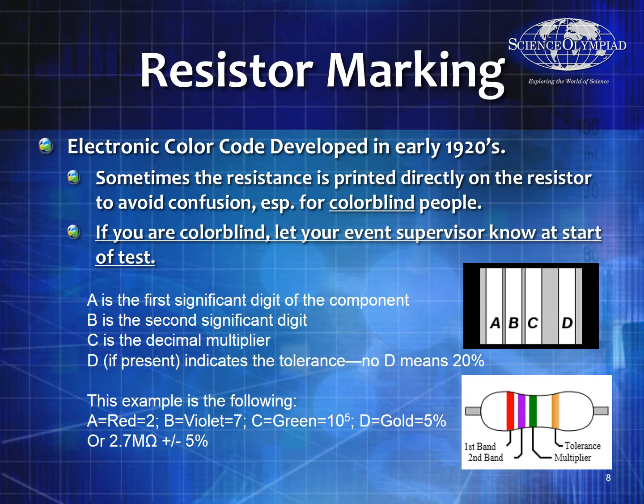Now if it's only a 3-colored resistor, that means there's no tolerance marking, which means it's plus or minus 20%. You will notice that all resistors that use these color markings are only accurate to 2 significant digits. If you look at the example on the lower right hand, A is equal to red, B is equal to violet or purple, and C is equal to green. So that is 27 times 10 to the 5th, or 2.7 mega ohms. D, being gold, means it's plus or minus 5%. If D was silver, it'd be plus or minus 10%.